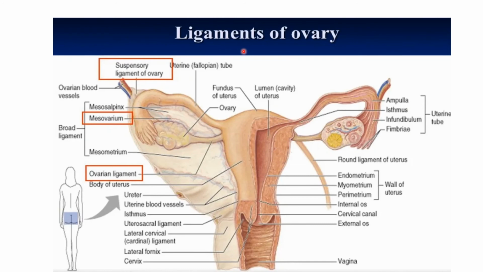Coming to the ligaments of ovary, already we have mentioned what are the names of ligaments and what they do. Here you can see the suspensory ligament of ovary or the mesovarium. It contains the ovarian vessels. This is the ovarian ligament which attaches the uterine end of ovary to the uterus just below the insertion of uterine tube. And this is the mesovarium, that is a fold of peritoneum.